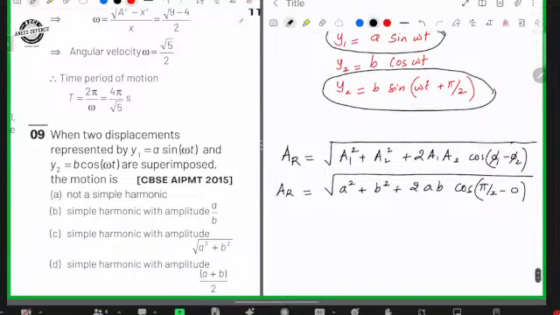Correct? What is cos pi by 2? 90 degree. Cos 90 is 0. Therefore this entire term will be cancelled because of 0. Hence the resultant amplitude will be equal to under root a square plus b square. A similar question was asked previously also. You can check. So simple harmonic motion of amplitude under root a square plus b square is the answer.